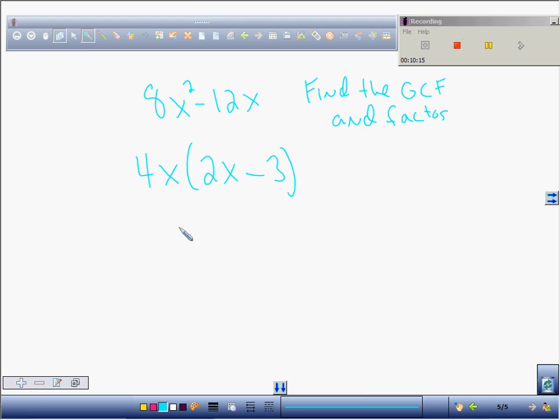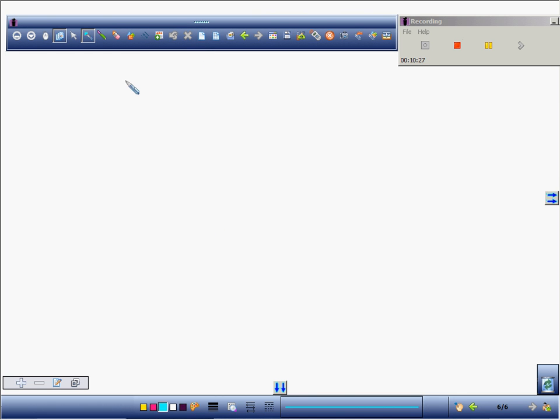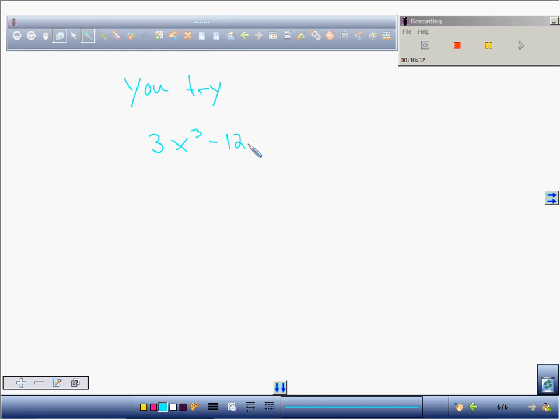So last one that you guys can try, and then we'll be done. 3x cubed minus 12x squared plus 15x. You try. See if you can come up with the right answer for this.